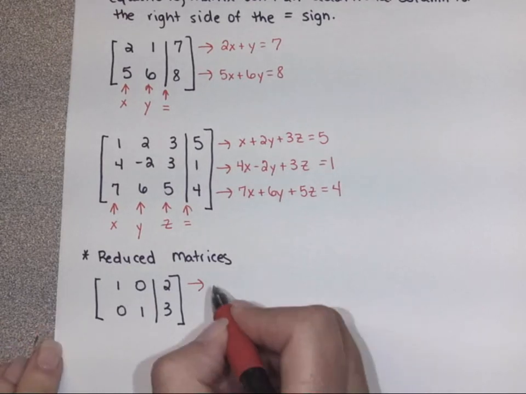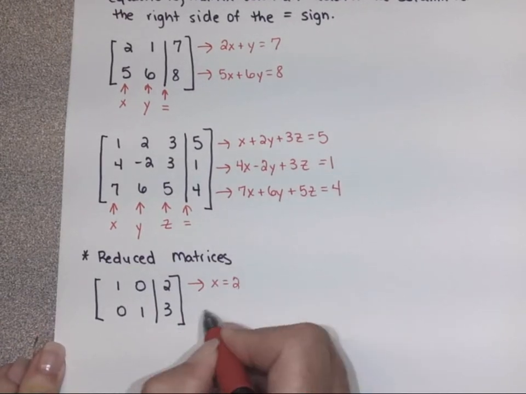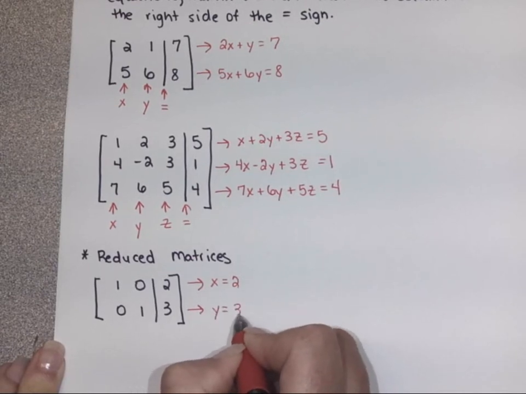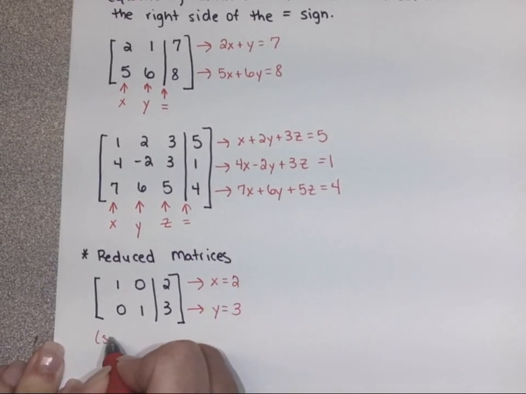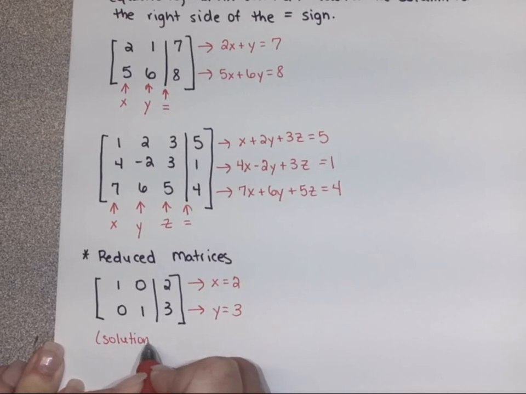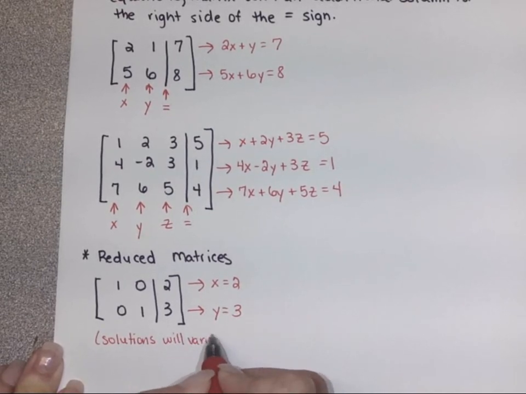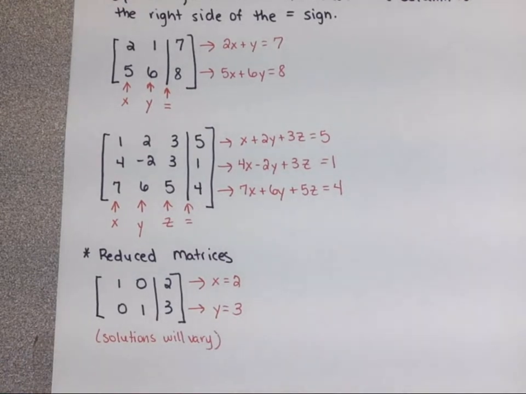So it would just be what? X equals 2. And what would the second row read as? Y equals 3. Okay, so note that the solutions will vary. But if we can get our matrix to look like this, then we have what x and y are, which is, remember, what we're trying to find when we solve a system of equations, right? We're trying to find what is the x and what is the y.